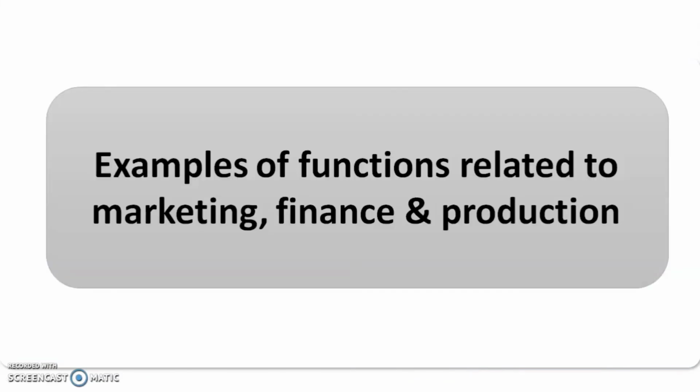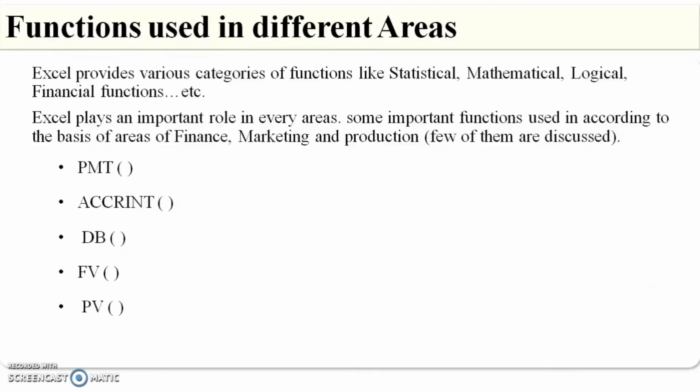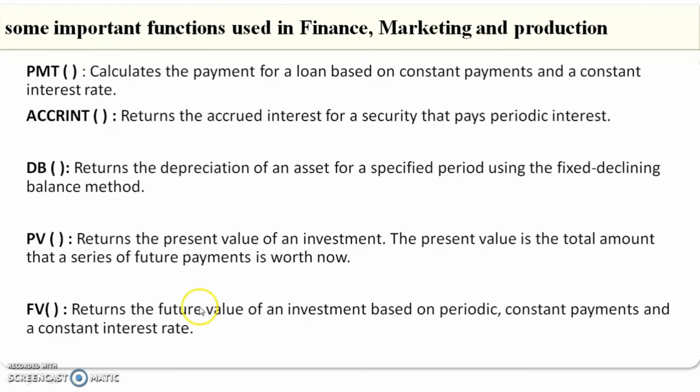In addition to this, Excel offers functions related to marketing, finance and production. So let us know what those functions are which help us in the areas of marketing, finance and production. They are PMT, ACCRINT, DB, FV and PV. Let us see what these actually are.